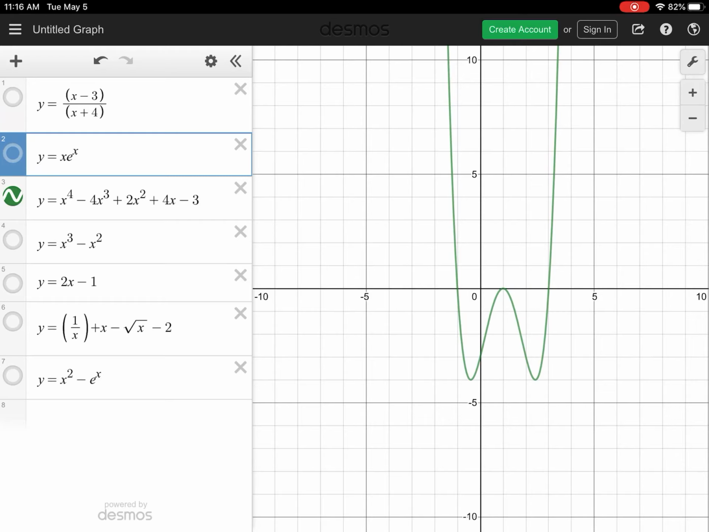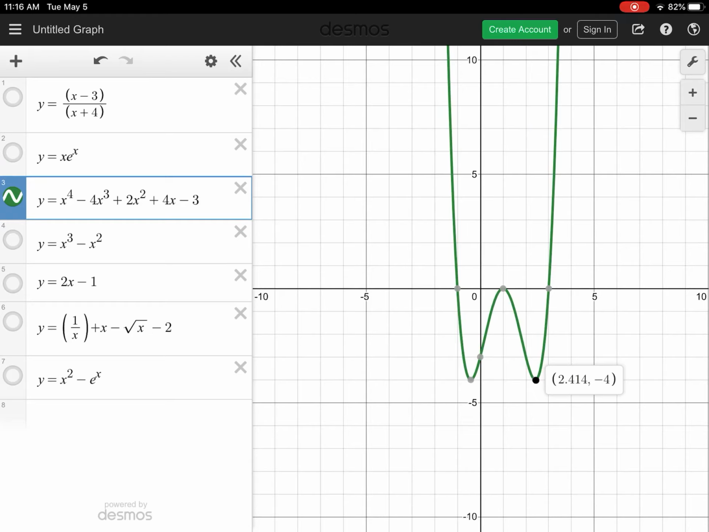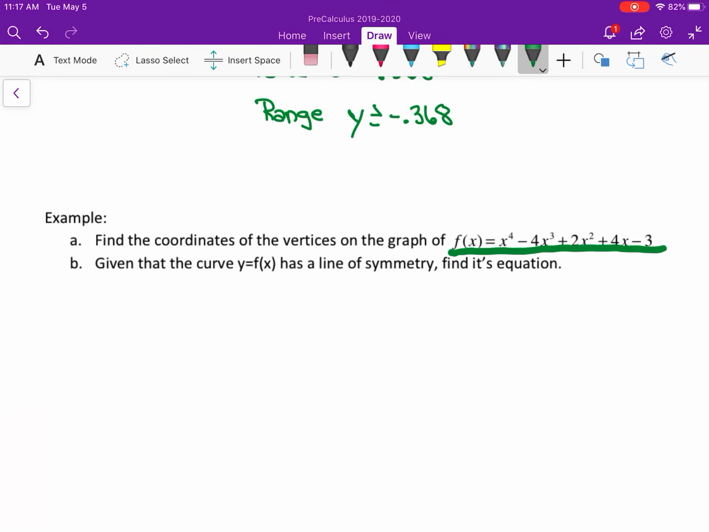If we looked at the line x equals 1, that would be a mirror image on each side. And then you can find these minimum values just by touching on the points, and the maximum values. And I do believe that is what we were looking for. We have 2 minimum values or vertices, 1 maximum value. So those 3 things are vertices, and then we have a line of symmetry.